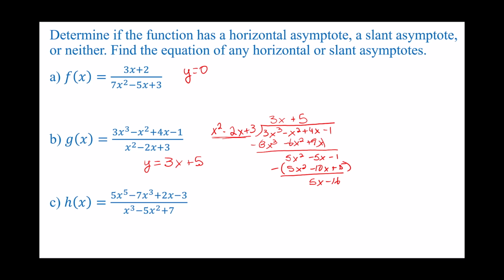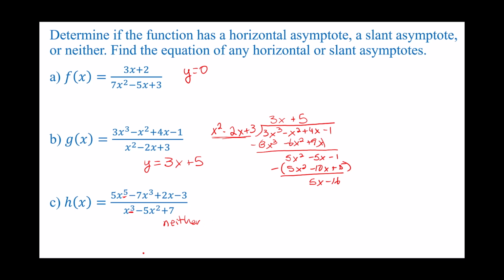Part C, h of x equals (5x to the 5th minus 7x cubed plus 2x minus 3) divided by (x cubed minus 5x squared plus 7). The degree of the numerator is 5. The degree of the denominator is 3. So the numerator has a bigger degree, but remember there's only a slant asymptote if the numerator is exactly 1 more. Here the degree of the numerator is 2 more than the degree of the denominator, so there is not a slant asymptote or a horizontal asymptote here.